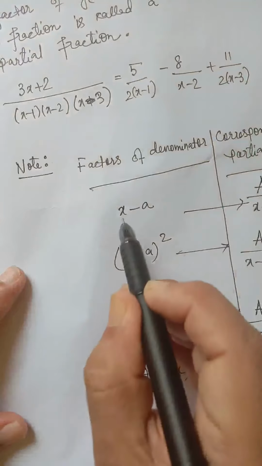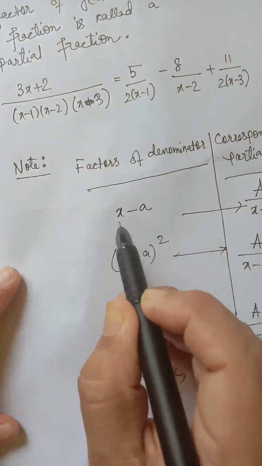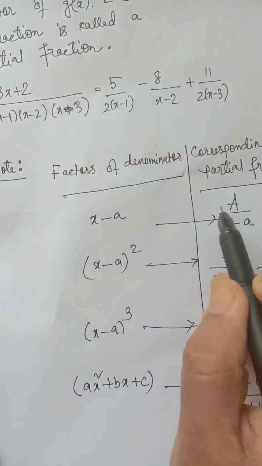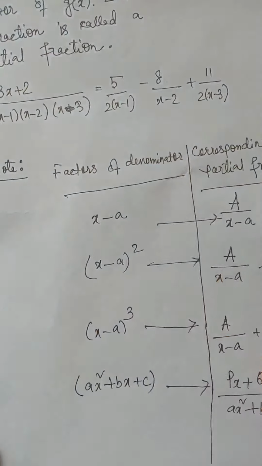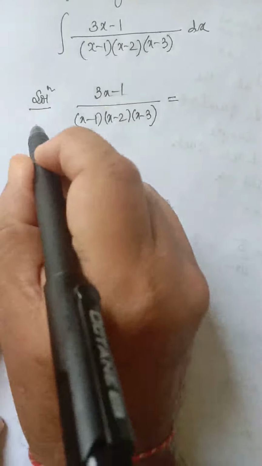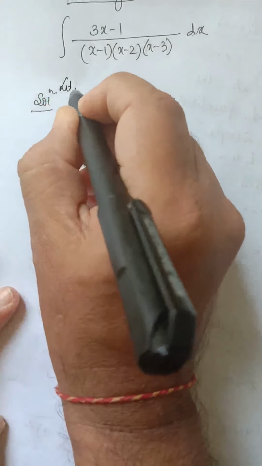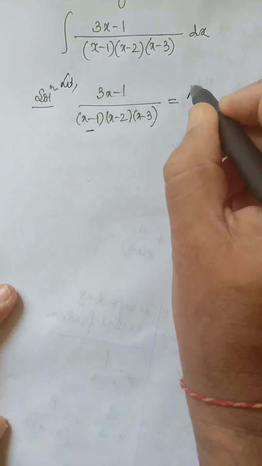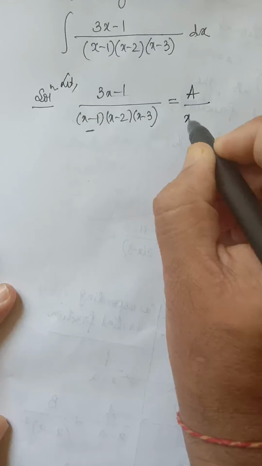You can see that x - 1 is of the form x - a. The corresponding partial fraction will be A by (x - a). So first of all we will write, let this be equal to A by (x - 1).